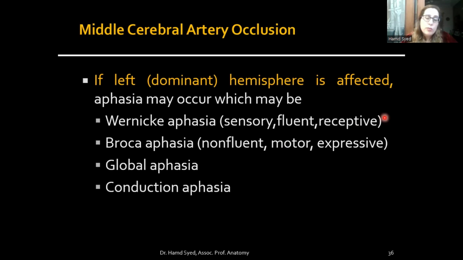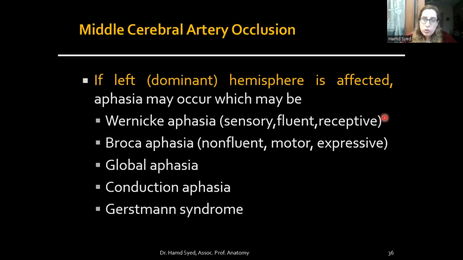If there is a combination of Wernicke's and Broca's aphasia, it is known as global aphasia. And if there is involvement of the arcuate fasciculus, which is connecting Wernicke's area with Broca's area, then in that case, the condition which takes place is conduction aphasia, in which the patient cannot repeat the words or respond to the verbal commands.